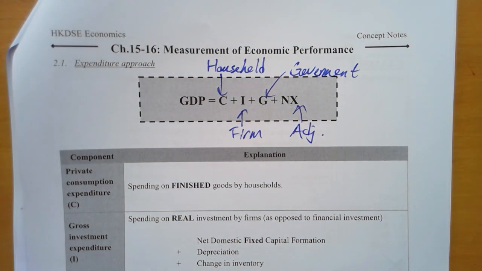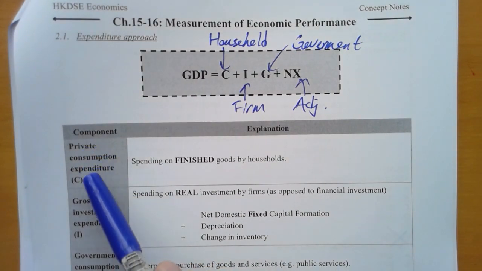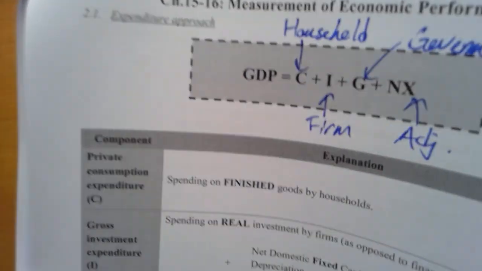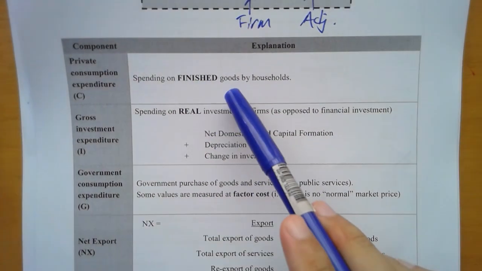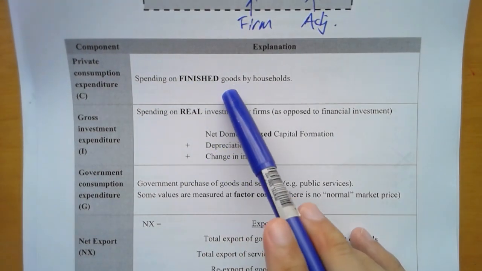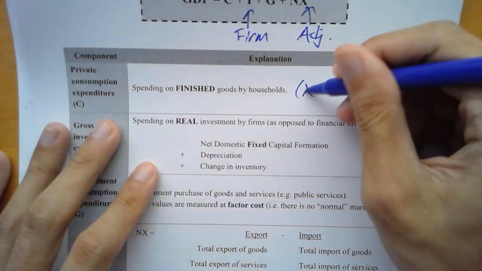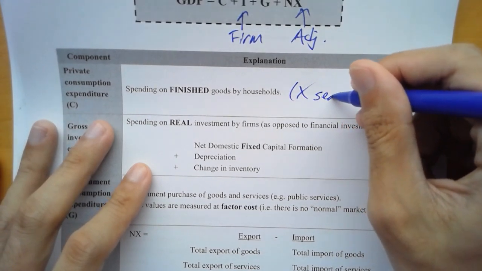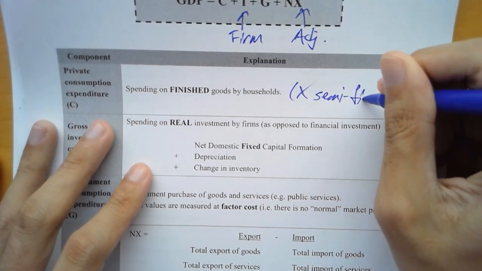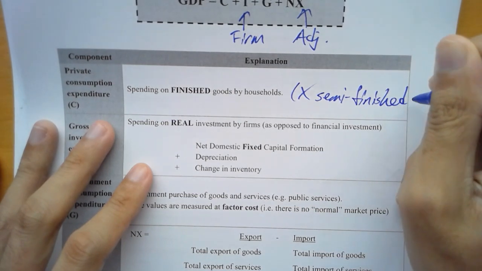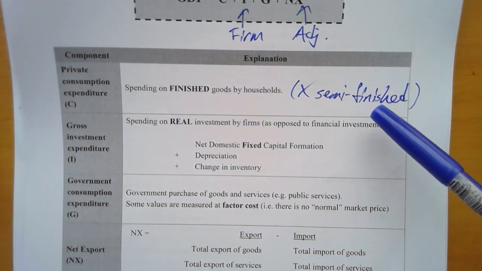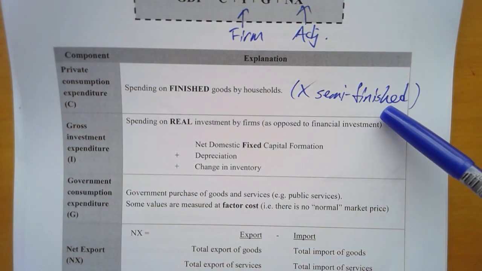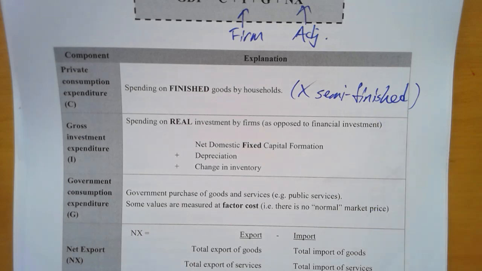Okay, now let's look at them one by one. When we talk about C, private consumption expenditure, we are talking about finished goods. Spending on finished goods. We do not count semi-finished goods. As to why, we are going to look at that when we go to the production approach, or value-added approach.